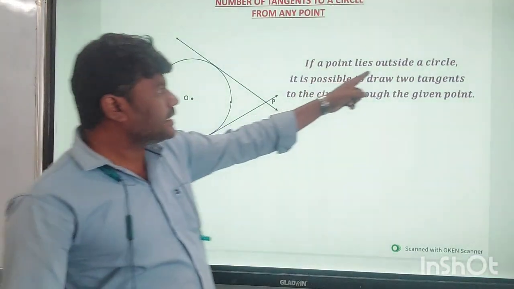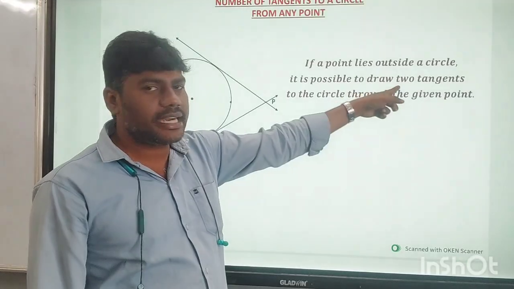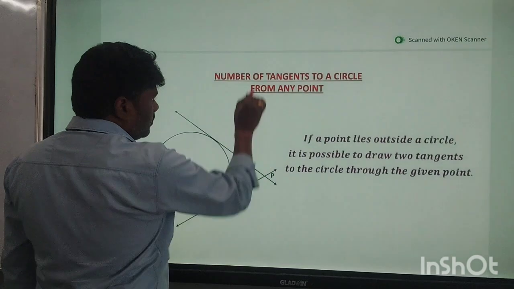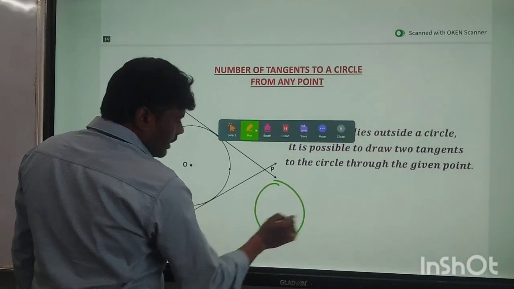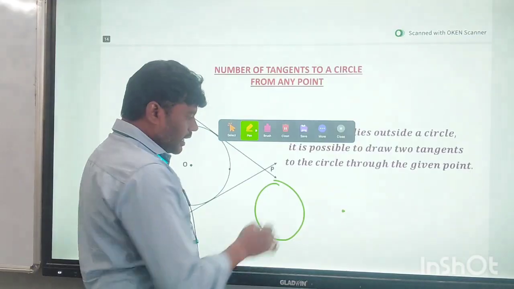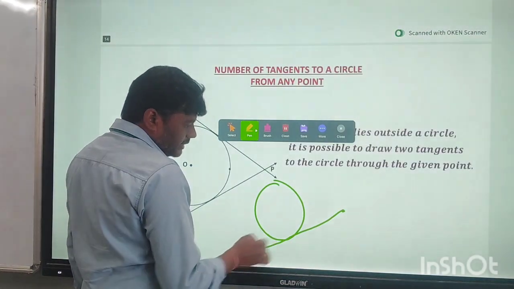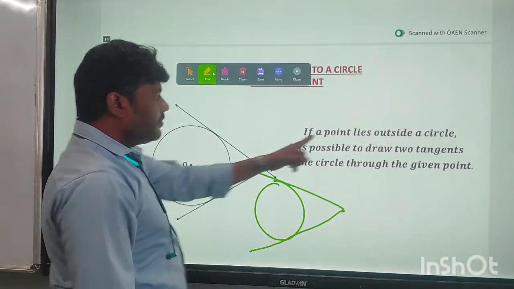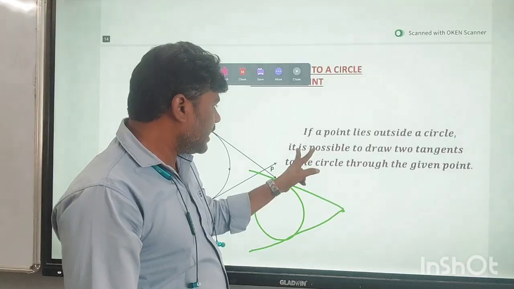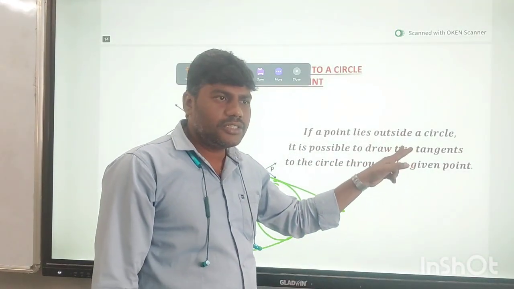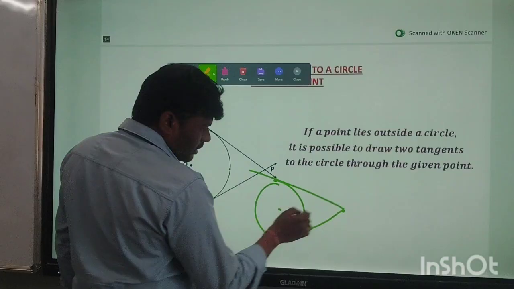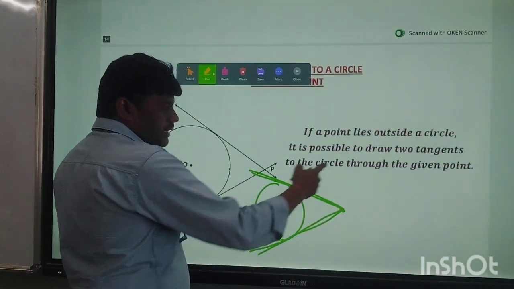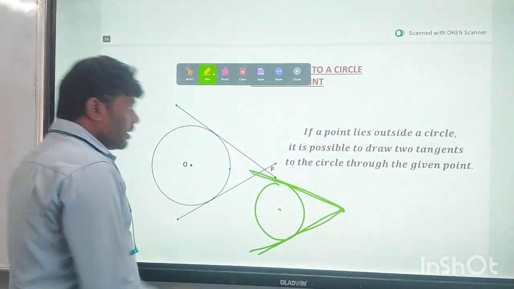Say, if a point lies outside a circle, it is possible to draw two tangents. Here is one circle, and here a point outside. From this point we can draw one tangent to this circle, and here another tangent. So, if a point lies outside a circle, how many tangents can be drawn? Two tangents. This is the center, and this is the outside point. From this point draw one tangent, and here another tangent. Yes or no? Next one.